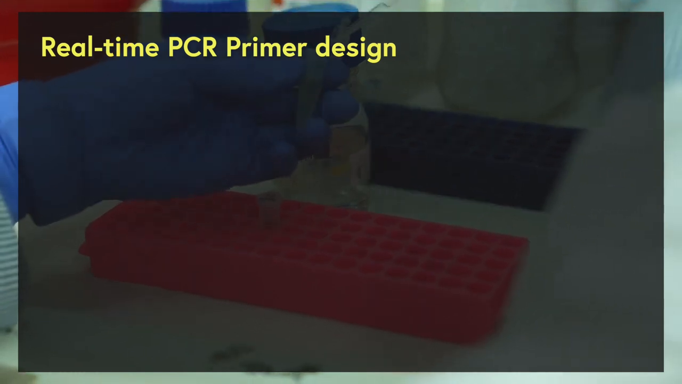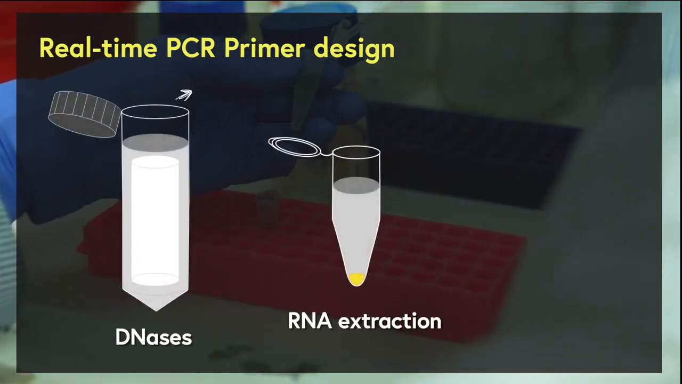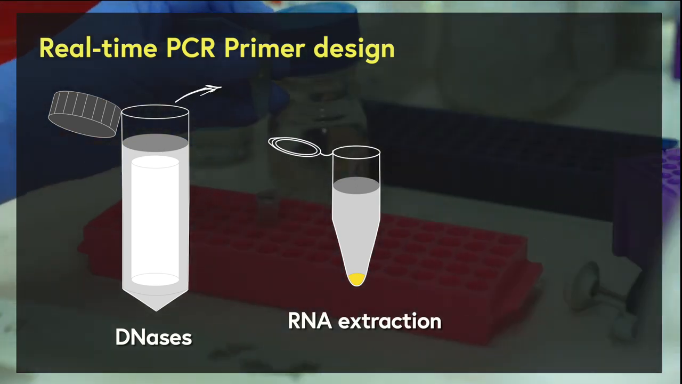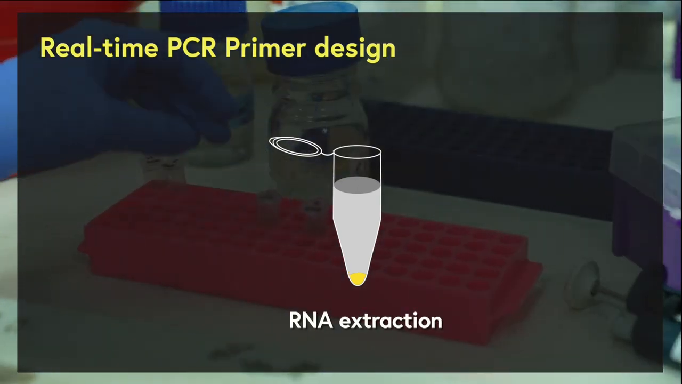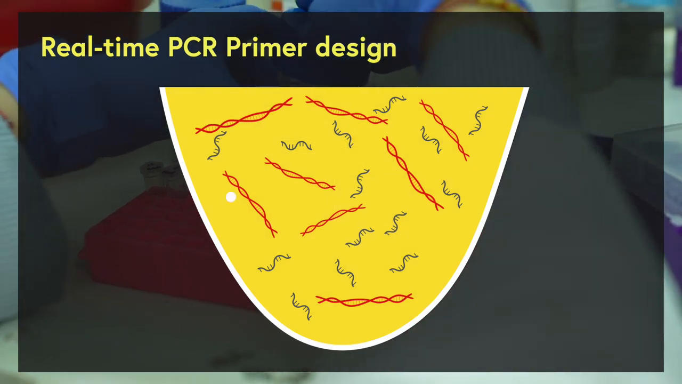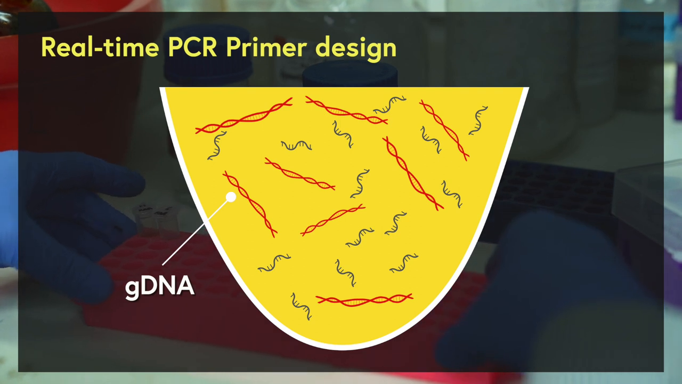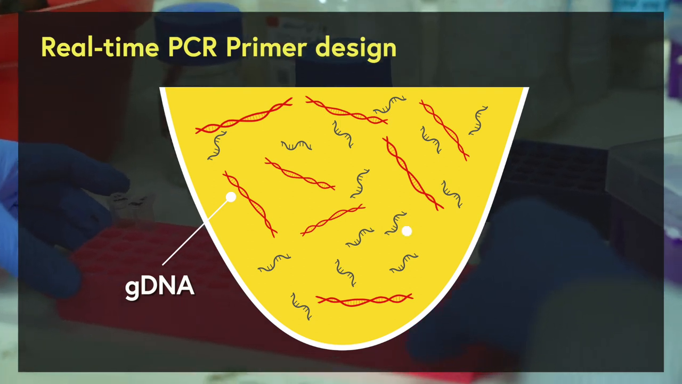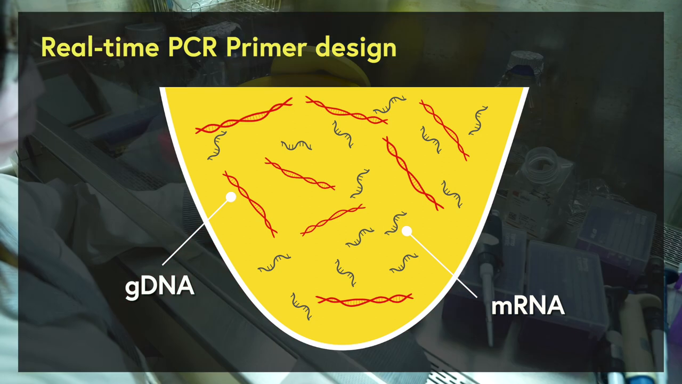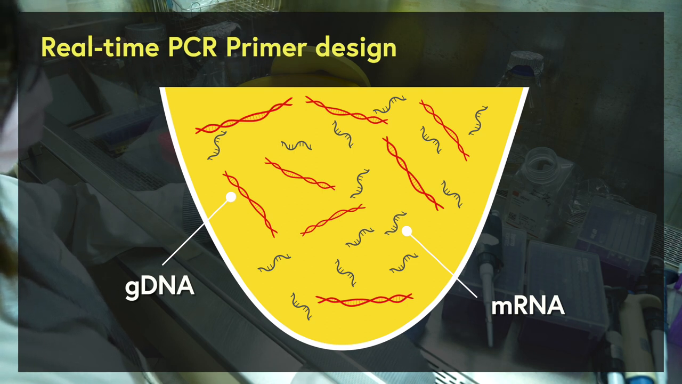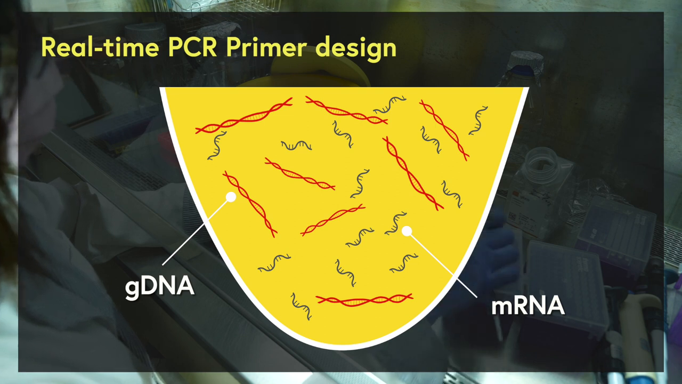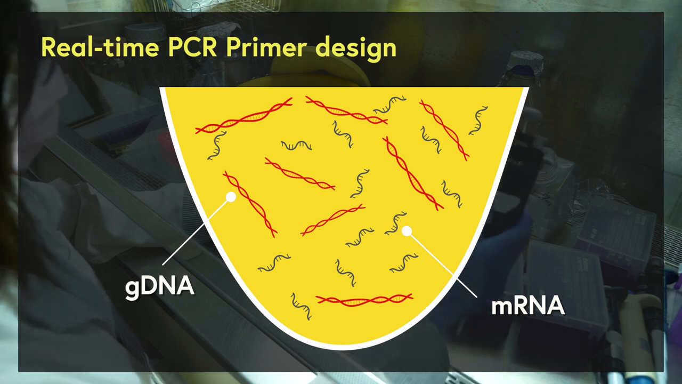Even though you have performed DNA digestion during the RNA extraction, there is still a chance there might be some genomic DNA left in the sample. And since in gene expression analysis, we actually want to detect the amount of messenger RNA in the sample, not the genomic DNA, we therefore do not wish to amplify any products from genomic DNA to cause a false positive phenomenon. So it is crucial to design a set of primers that won't amplify products from genomic DNA.